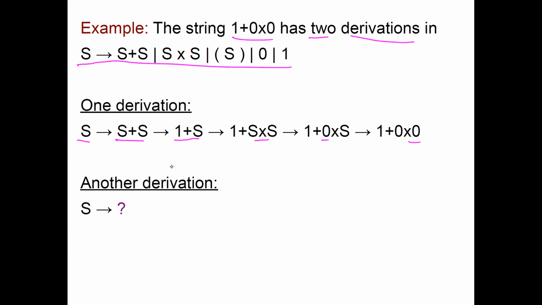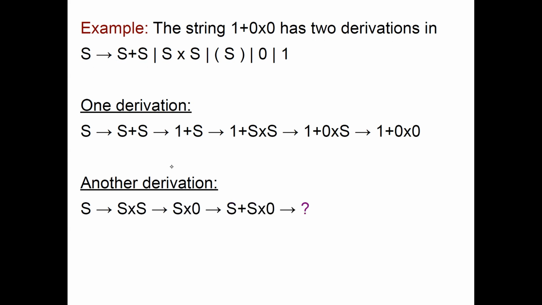Let's now try to find the second derivation. Can you guess what we can start with? We can start by expanding S into S times S. And then we can replace the second S with a 0. And what next? Now we can expand the first S with S plus S and further replace to obtain the second string.